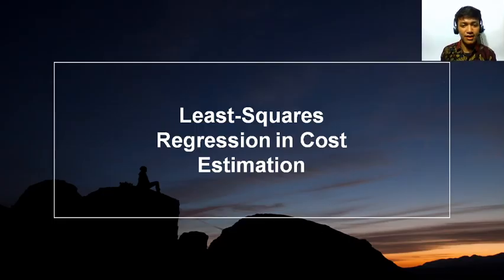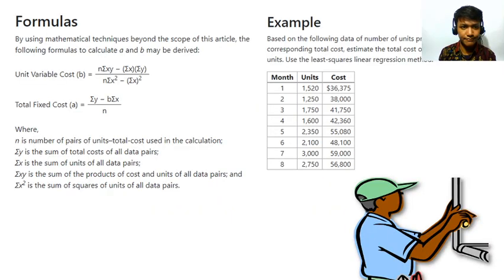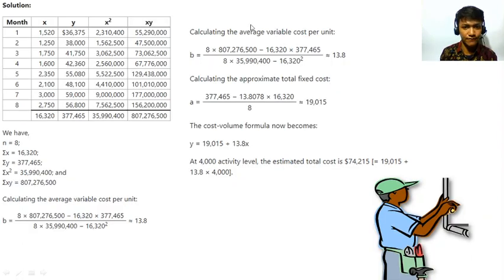And the last is least squares regression in cost estimation. The least squares method mathematically calculates a line of best fit to a set of data pairs, a series of activity levels and corresponding total costs at each activity level, assuming the cost varies along the y-axis and activity levels along the x-axis. The required cost line may be represented in the form of y equals a plus b times x. So here is the formula, and we are given the example and the solutions here.